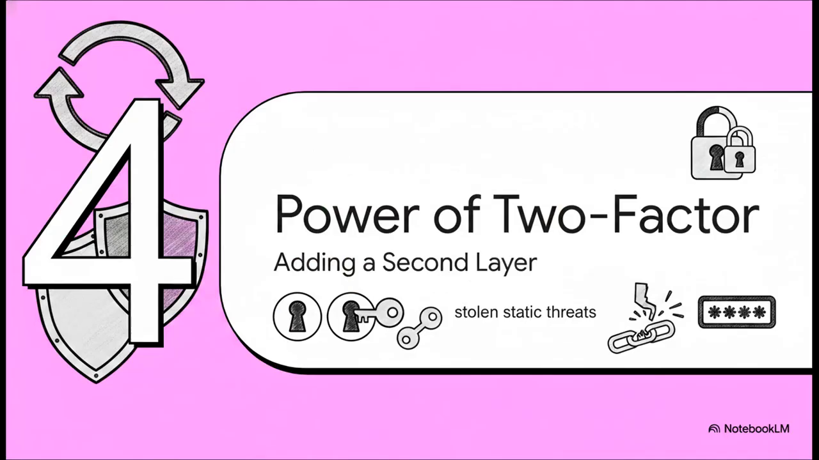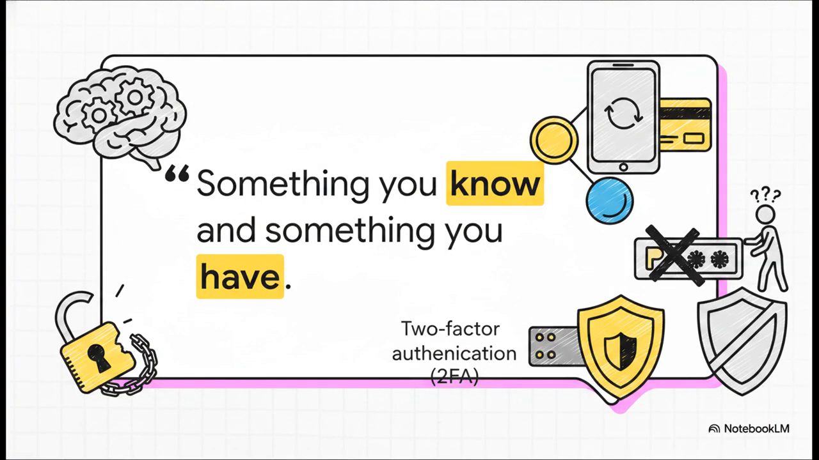Section 4. The power of two-factor. We need to introduce the next major vulnerability facing networks today, stolen static passwords, and how we actually defend against that threat. It all boils down to this golden rule: something you know and something you have.